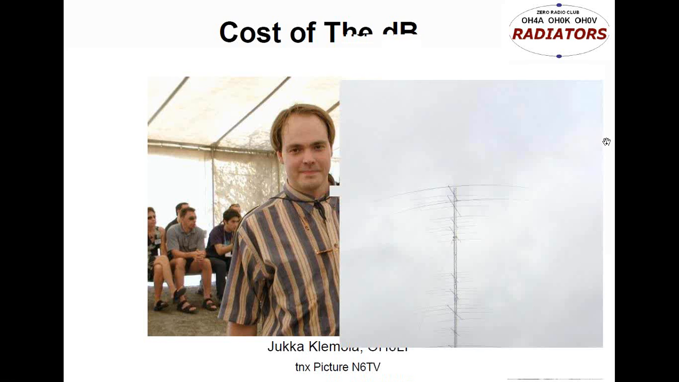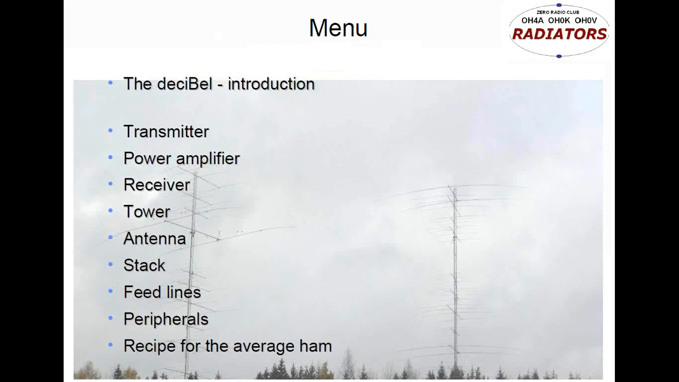So the contents of this presentation: let's look at the decibel, what it is. Then we will have a look through the whole contest station, whatever there is, like transmitter, power amplifiers, etc., all the way to a recipe for the average ham. And let's see if we have time, I will try to explain what and how I have been doing my compromises. All our stations are compromises, so this is just food for thought for everybody.